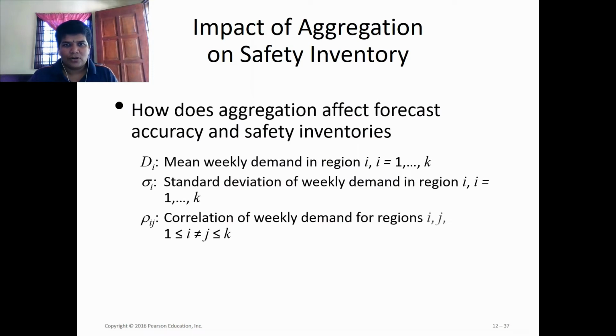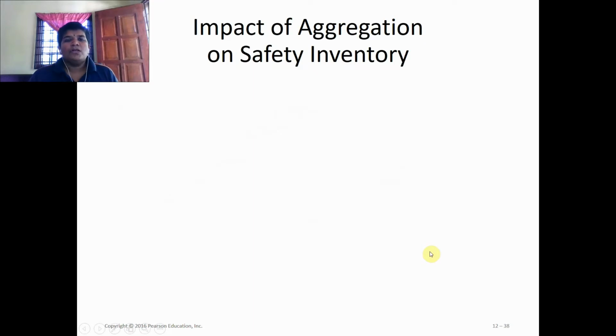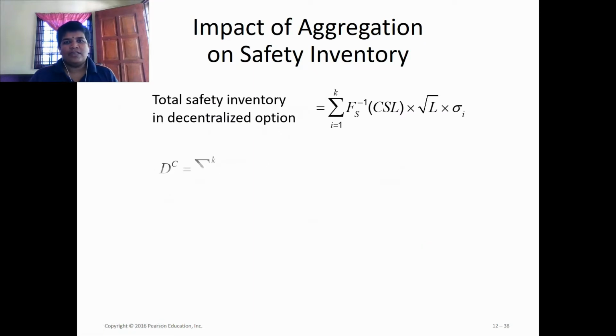Impact of aggregation on safety inventory. How does aggregation affect forecast accuracy and safety inventory? Again, the symbols and their meanings: Di is the mean weekly demand in a region, sigma i is the standard deviation of weekly demand in a region, and rho ij is the correlation of weekly demand between regions i and j.